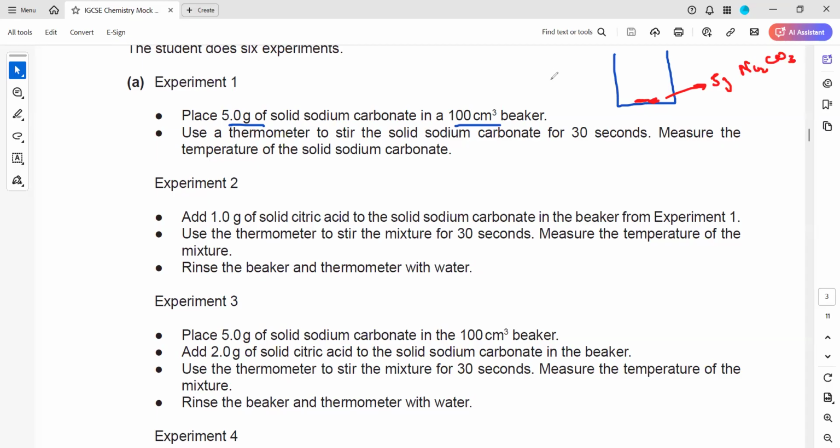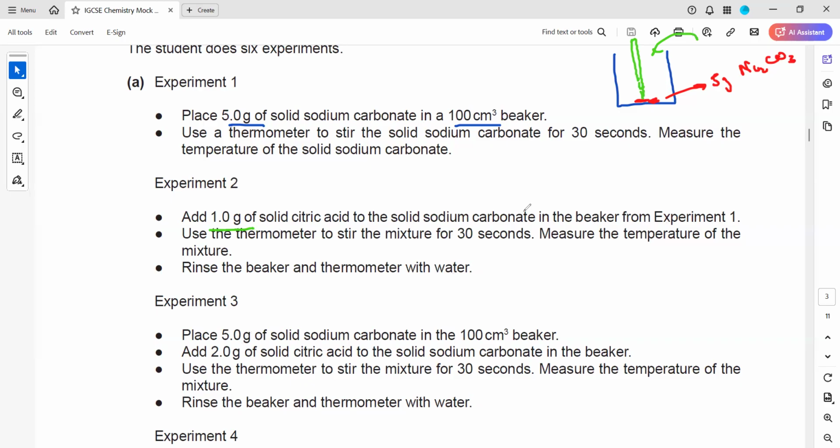He used a thermometer to stir the solid sodium carbonate for 30 seconds and measured the temperature. In experiment 2, he added 1 gram of citric acid to the solid sodium carbonate, used a thermometer to stir for 30 seconds, and measured the temperature. Then he rinsed the beaker and thermometer with water.